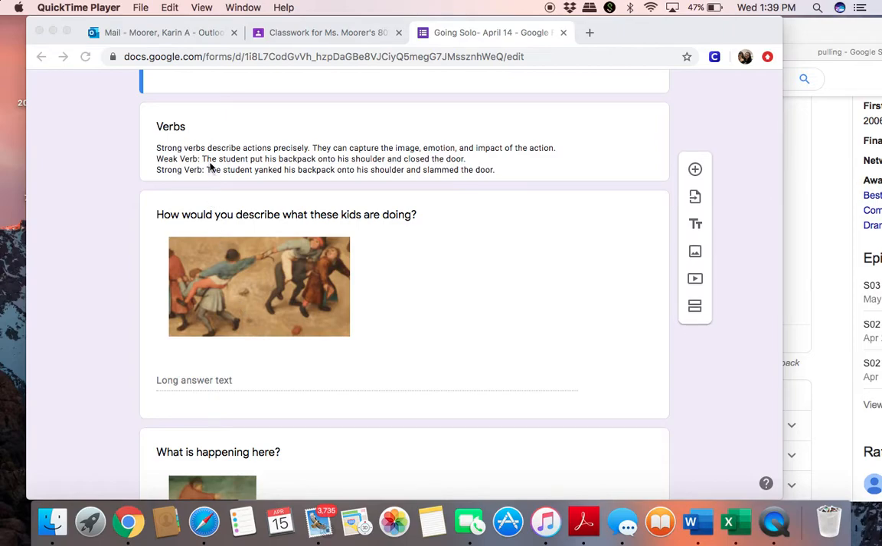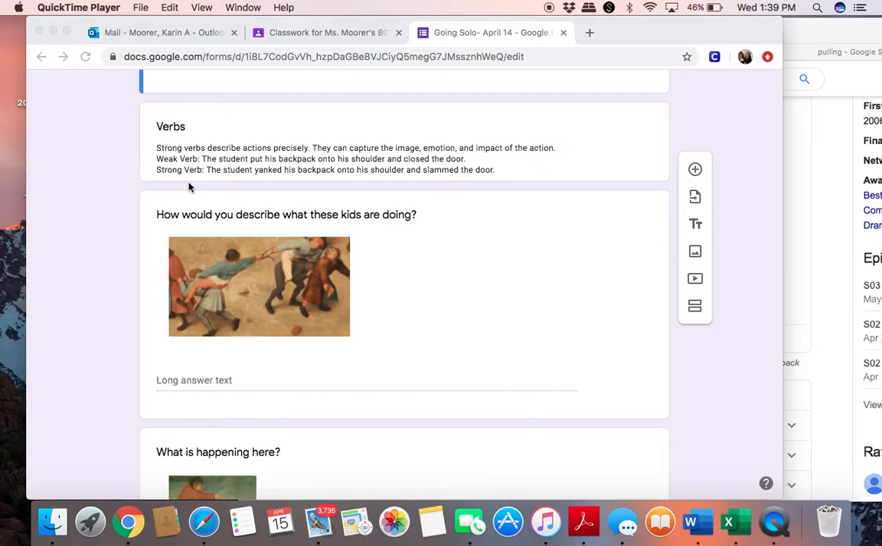Today we're going to talk about verbs. This is going to make our own writing stronger, but also help us understand what Dahl is trying to tell us. And when he uses very specific verbs or strong verbs, then that helps us picture what is happening. So a verb is an action that shows you what someone is doing. So we have two types that we're going to talk about today, a weak verb and a strong verb.